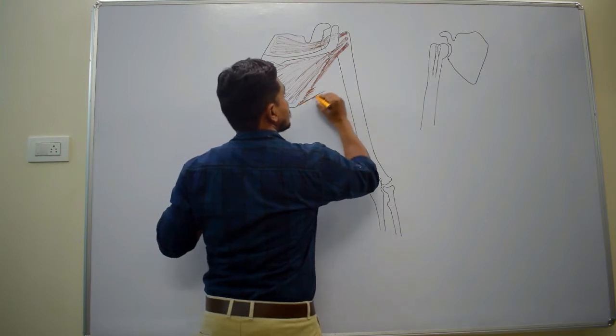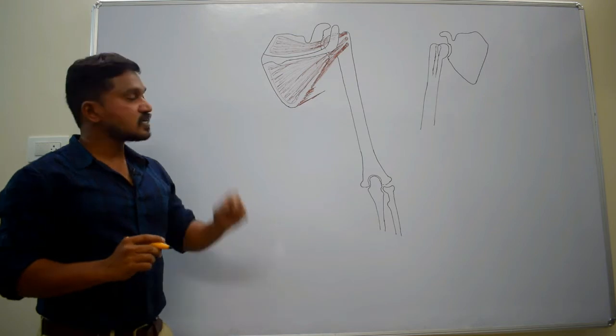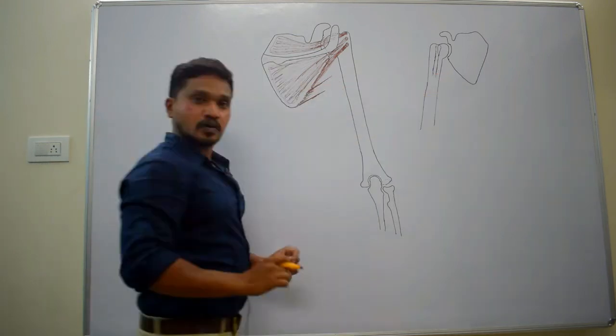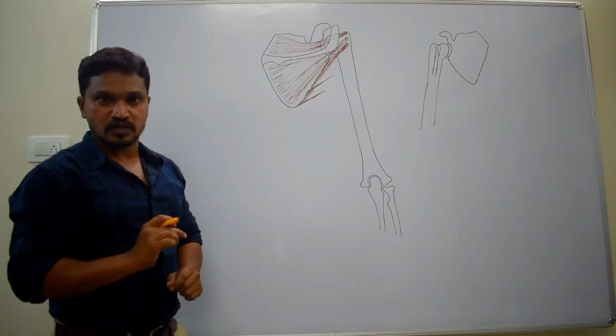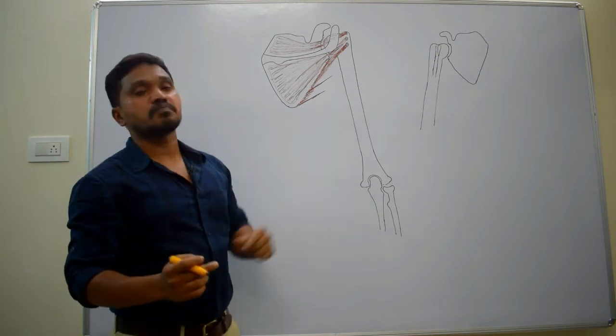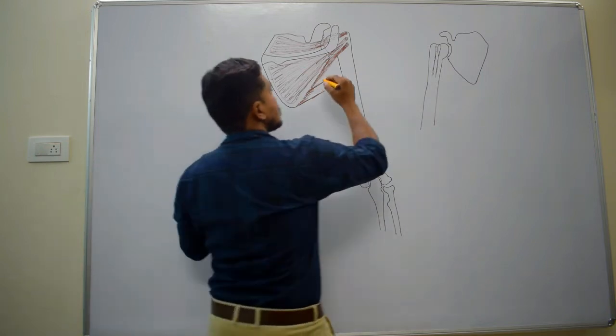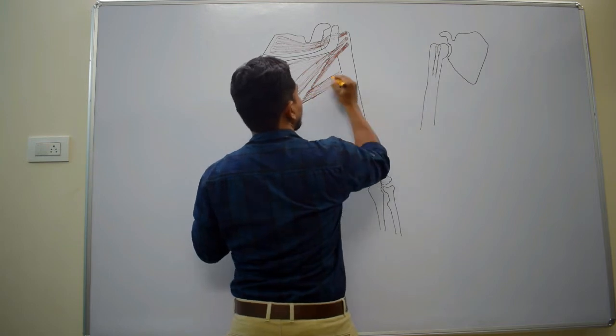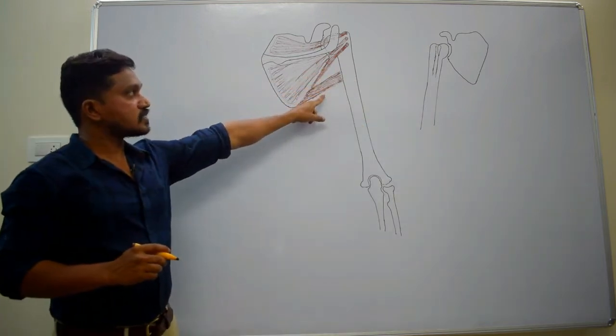It is teres major muscle. Teres major muscle inserting to where? What is this lip? Medial lip of intertubercular sulcus. Lateral lip is giving insertion to the pectoralis major and medial lip is giving insertion to the teres major. So this is teres major. This is teres minor muscle and this is teres major muscle.